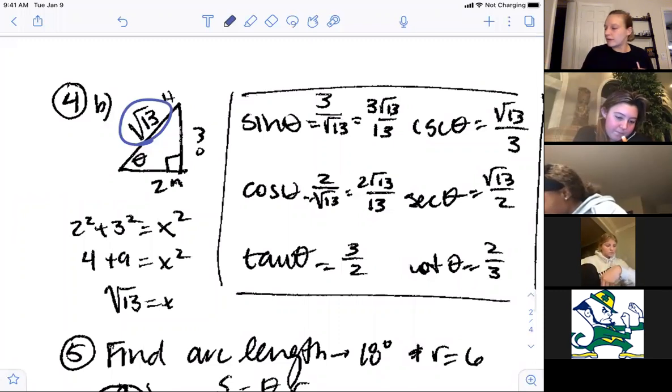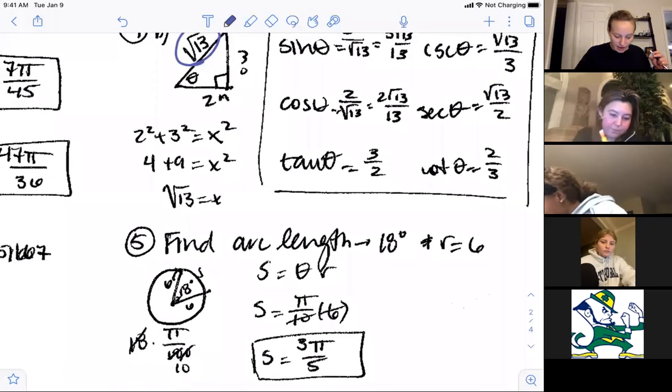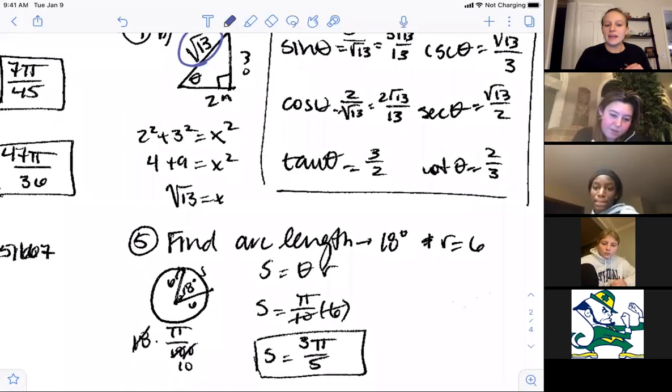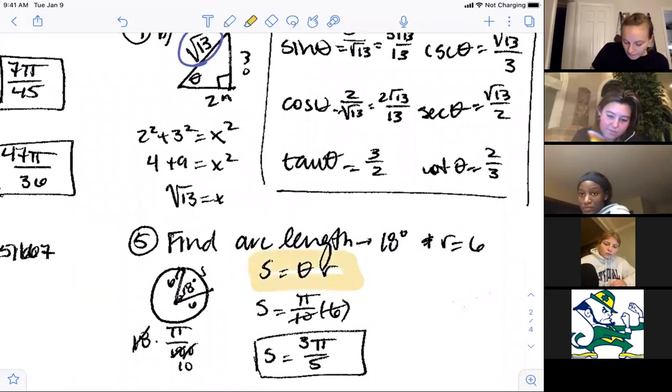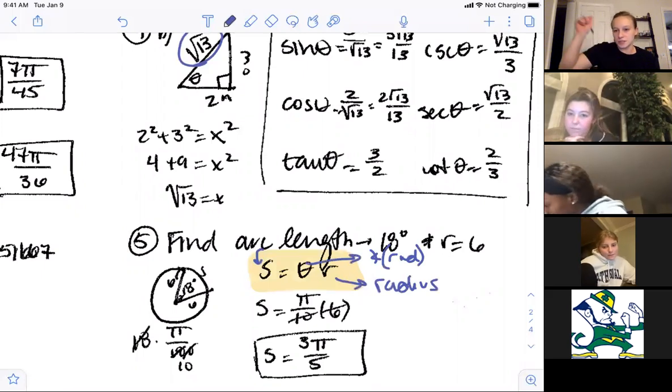All right, do we need to talk about number 5? Yes, please. Okay. So I'm going to zoom out so you can still see 4B, but you can see 5 as well. So it said find the arc length. Remember we did the arc length formula back in 4.1. It's super simple. It's just S, which is the arc length, that's actually what we're finding, equals theta, so the angle, and the angle must be in radians, times R, which is the radius, which we know is from the center to the side of the circle.